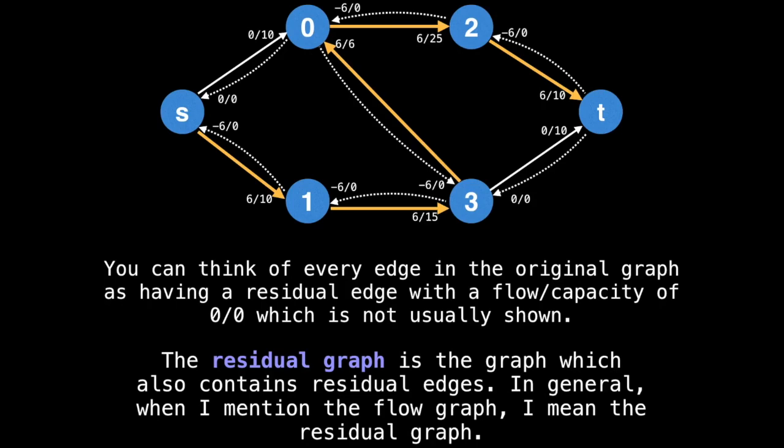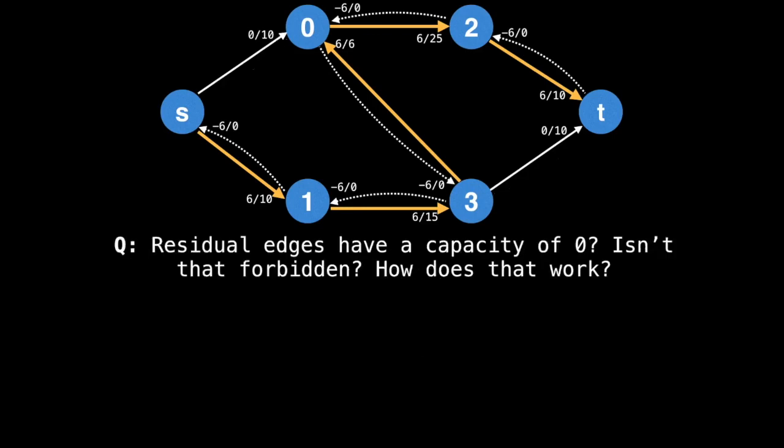Now that we know what residual edges are, the term residual graph simply means the graph which also contains residual edges, not just the original edges given in the flow graph. So generally speaking, when I mention the flow graph, I usually mean the residual graph. So here's a good question you might have at this point. The residual edges shown have a capacity of 0. Aren't those forbidden? How does that work?